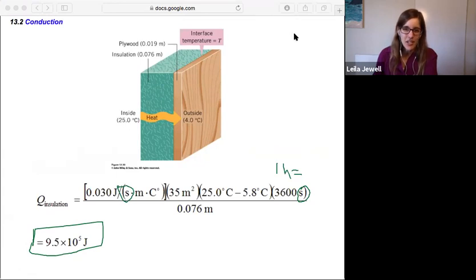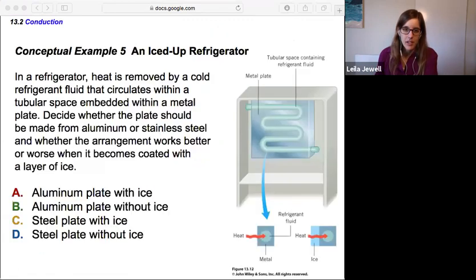All right, one more example to think about. Conceptual example now. If you have an iced up refrigerator, in a refrigerator, the heat is removed by a cold refrigerant fluid that circulates within a tubular space embedded within a metal plate. Decide whether the plate should be made from aluminum or stainless steel, and whether the arrangement works better or worse when it becomes coated with a layer of ice. So I want you to think about this, come up with an answer, and then move on with the video. So go ahead and pause now.